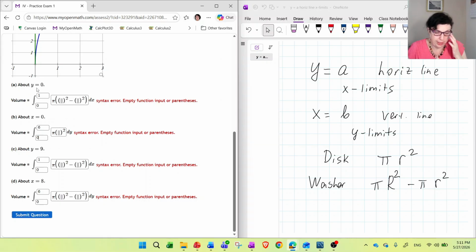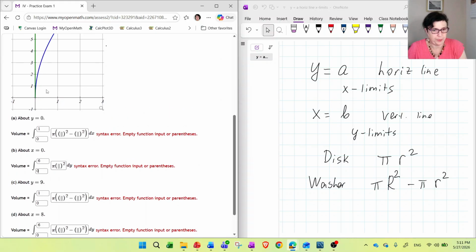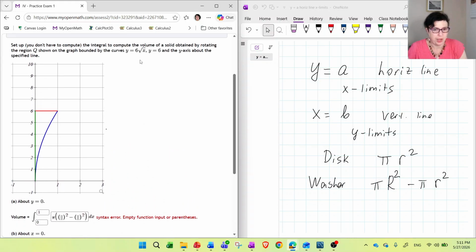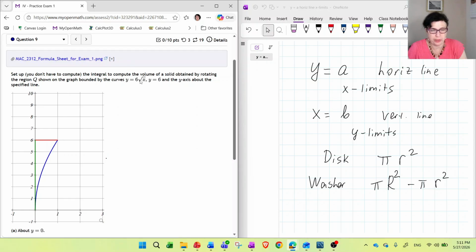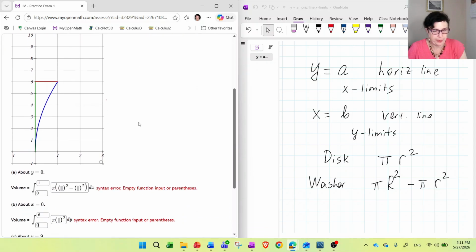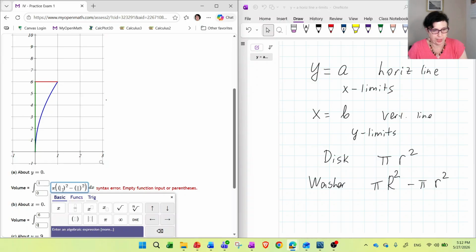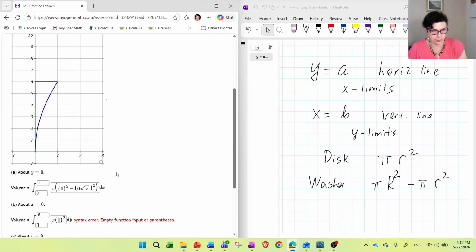Let's first start with the easier one, which is y equals 0. Well, we have two curves here. We have 6 square root of x and 6. One of them will go into one blank and the other one will go in the other blank. But how do I know which one? Well, the one that's furthest from you, if you are on the x-axis, will go first. If I am on the x-axis, then 6 is further from me, right? The red line is further, so that's going to come first, and then the other one is going to be 6 square root of x, okay?